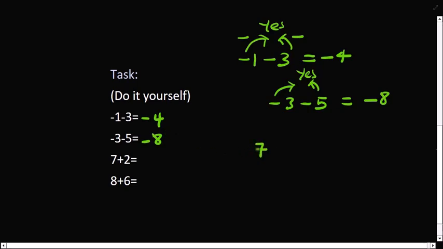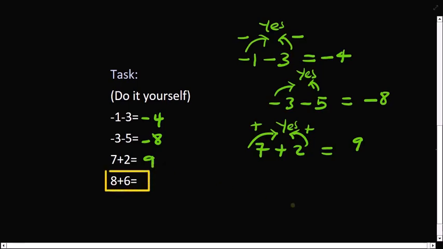Now we have 7 plus 2. What is the sign of 7 here? Remember, it is positive. And the sign of 2 here is what? Positive. Are they same signs? Yes. Because they have same signs, you can sum them up. 7 plus 2 is 9. And that's positive 9. There's no need to write plus. And that's it.